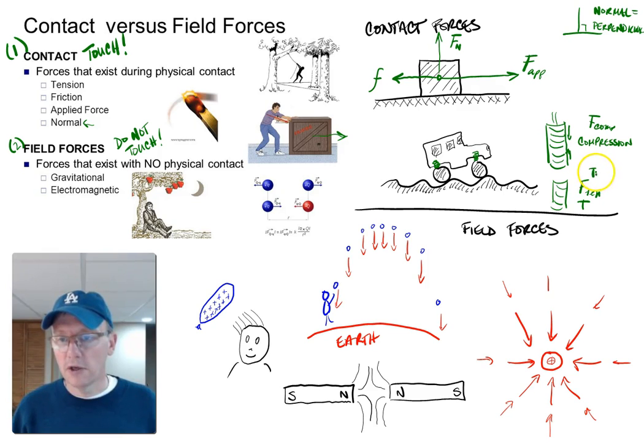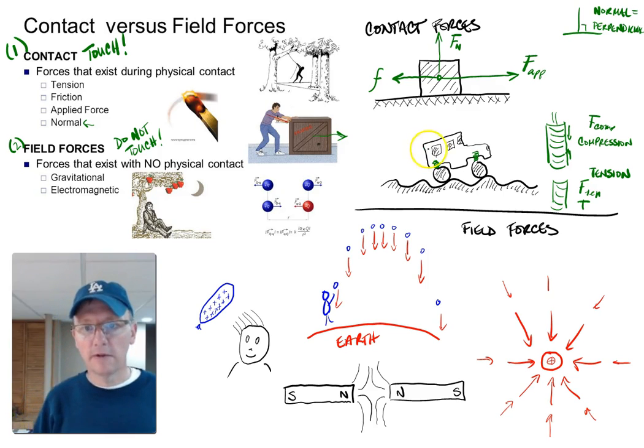And again, that's for tension. Tension works for springs, it works for ropes, it works for anything that applies a force over a wide distance. So it actually transmits a force through that medium. So those are really the main types of contact forces there.